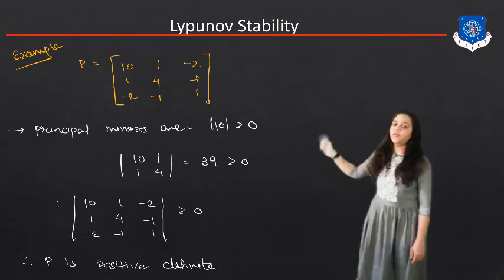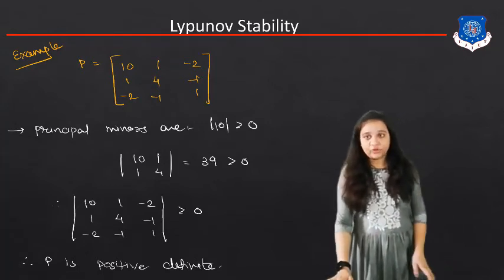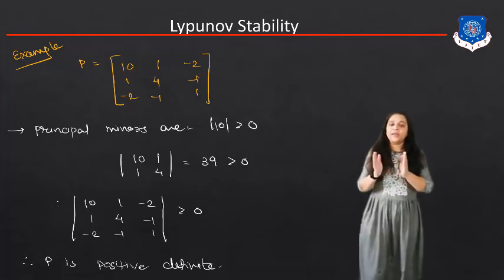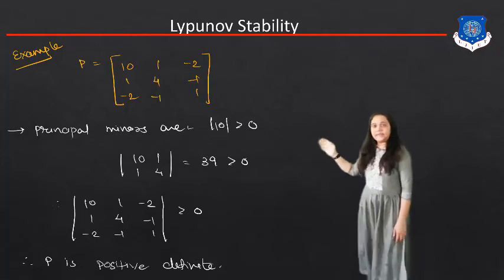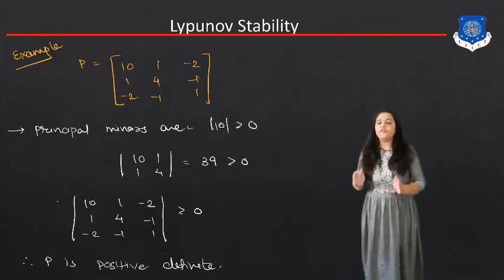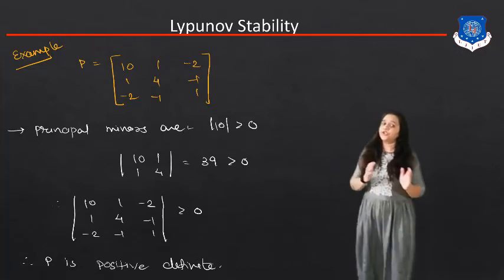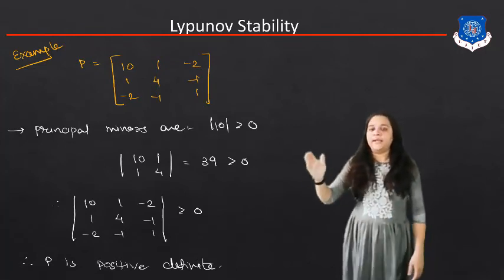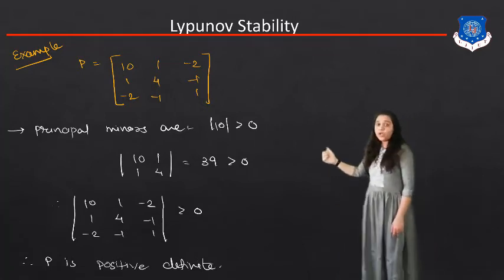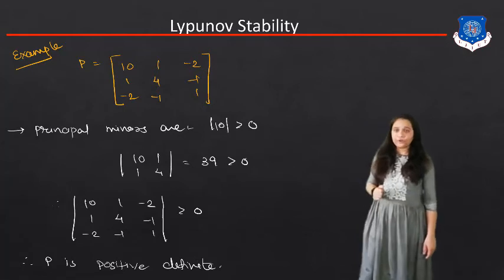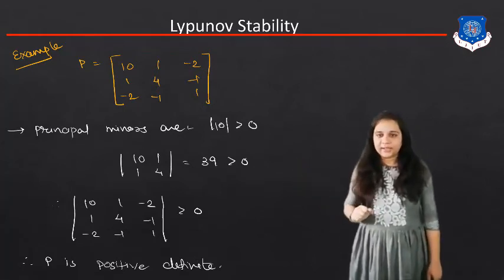Okay, now we have to apply the principle of minors. First of all, we take only the 1 cross 1 element, so we take 10. Mode of 10 is greater than 0. Yes. Now we take the 2 cross 2 matrix, so mode of 10, 1 and 1, 4. We simplify this: 10 into 4 is 40, minus 1, equal to 39. It is also greater than 0.